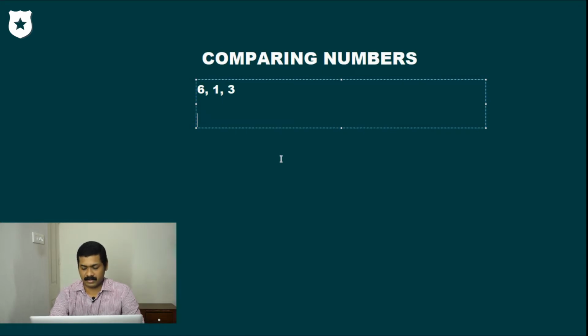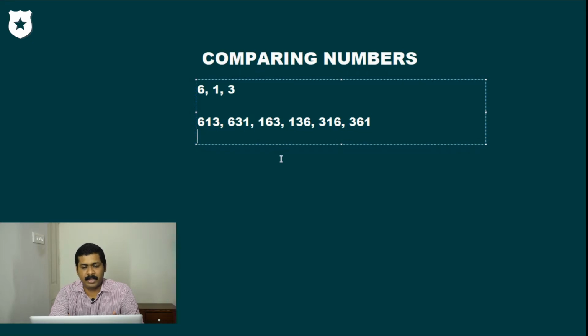Let's start with 6. So the possible combinations are 613, 631. Possible numbers starting with 1 are 163 and 136. So the possible numbers starting with 3 are 316 and 361. Okay. See, using 3 different numbers, we were able to create 6 different 3-digit numbers.